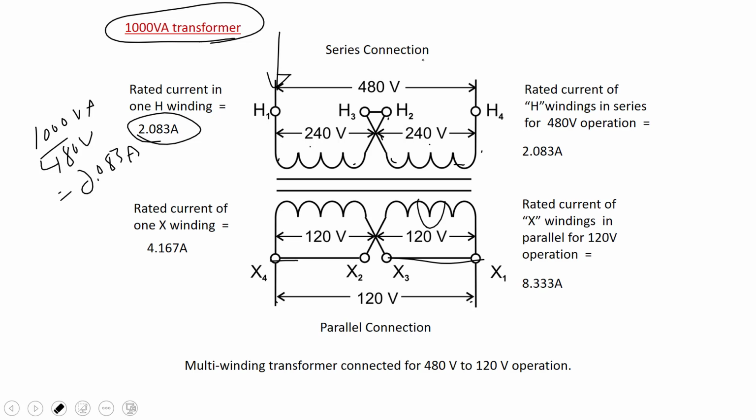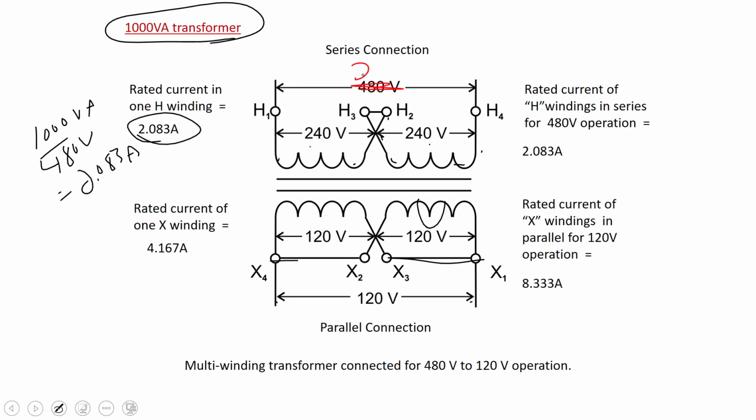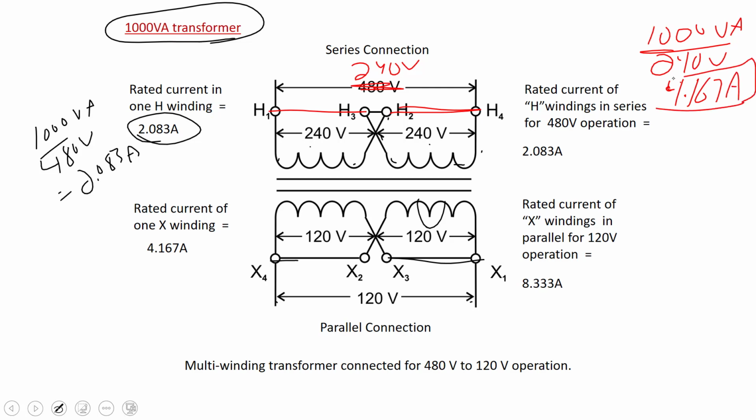Say we had a 240 volt supply here on the primary, because that's the way we need to connect it. So let's say that's 240 now. Now I have to connect this in parallel. So what do we have now? 1000 VA divided by 240 comes to 4.167 amps. So the current goes up when I connect it for the lower primary voltage of 240.